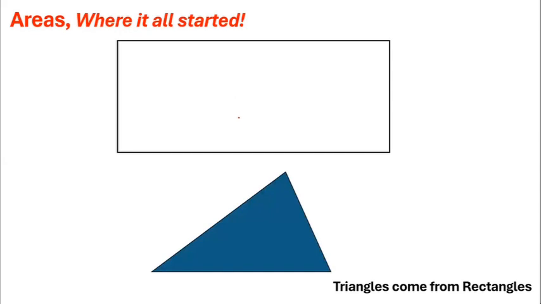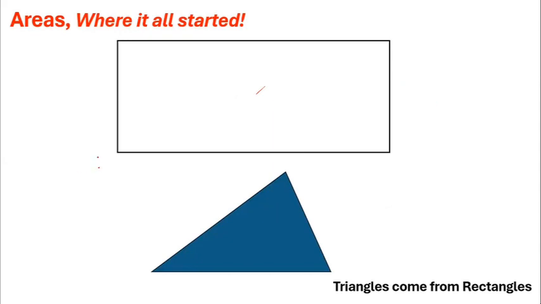And then triangles come from rectangles, because any rectangle can be split into 2 triangles. So you can actually know that the area of a triangle is half times base times height if the area of the rectangle is base times height.